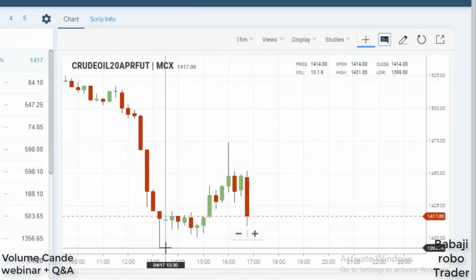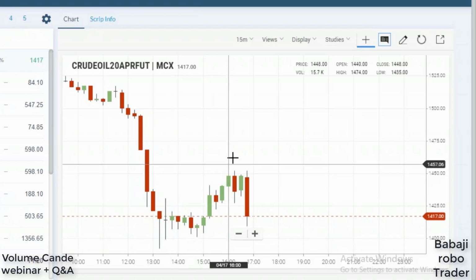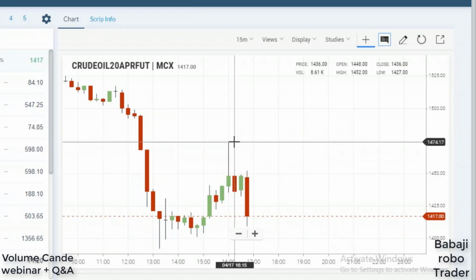If the wick is on the downside, it means there is a disagreement between the sellers and the buyers on the price. The buyer thinks the price is very cheap. But if the wick is at the top, it means the price is more expensive, and the seller wants to come into the picture.